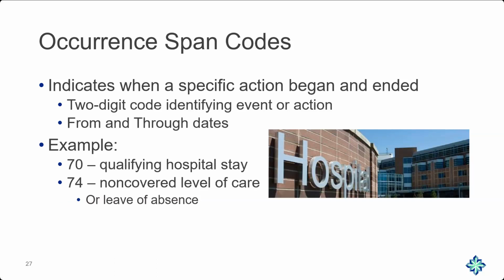Similarly are the occurrence span codes. They also identify a specific action or event, but it has a beginning and an ending associated with it. Examples include the qualifying hospital stay, that 3 midnight stay for our skilled nursing facilities. They're indicated with a 70 occurrence span. Another one that is pretty common is a 74. That specifies a non-covered level of care or dates when the patient was on a leave of absence.